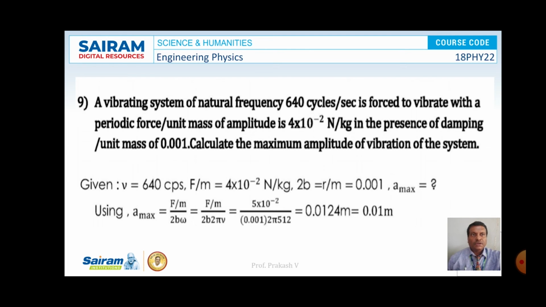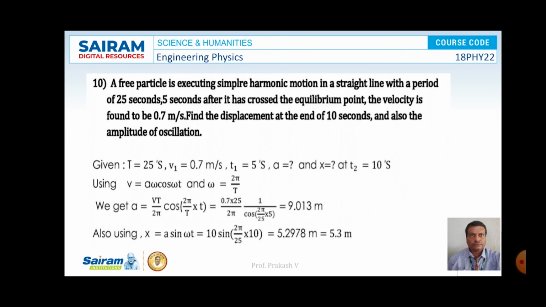Next, problem number 10. A free particle is executing simple harmonic motion in a straight line with a period of 25 seconds. 5 seconds after it has crossed the equilibrium point, the velocity is found to be 0.7 meter per second. Find the displacement at the end of 10 seconds and also the amplitude of oscillations.